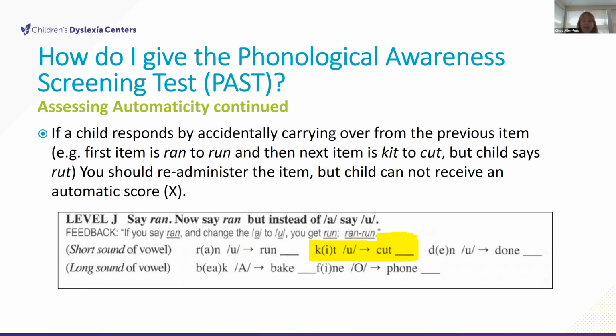And just a note about this level J with "ran" and "run." I know I've had some people ask a question about what do you do with that A because it's not a clear sound. I know it's co-articulated or welded, but when I'm saying to the child, "instead of..." I do pronounce it as a clear sound, even though in the word "ran," it's really not a clear sound.